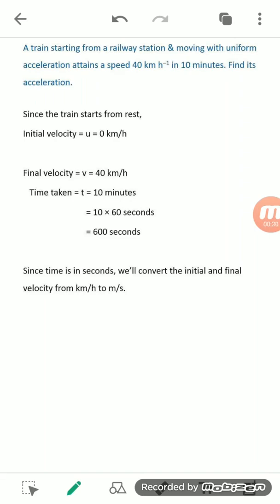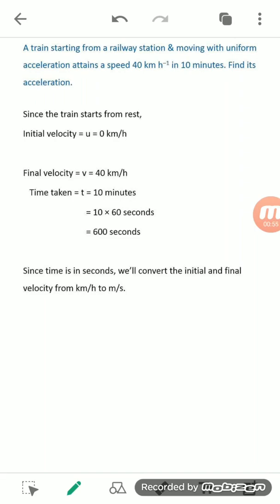Then we had discussed negative acceleration, in which the value of the final velocity is less as compared to the initial velocity, then the acceleration will be negative. Okay, so on the basis of that, we have some numericals related to acceleration.